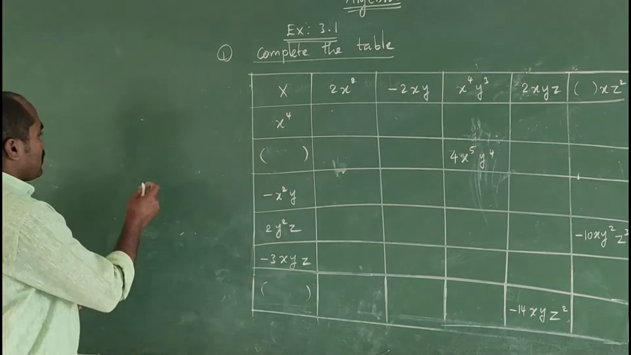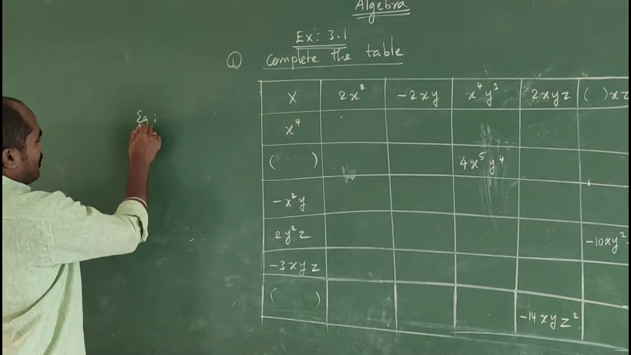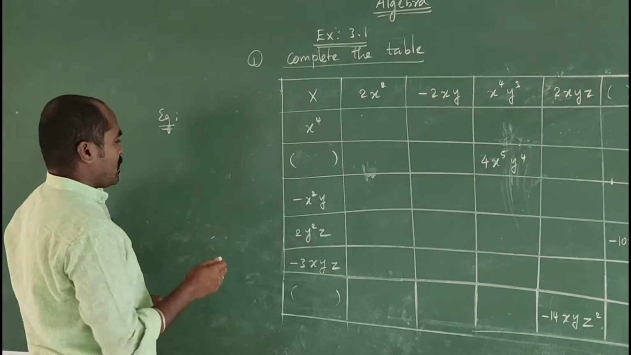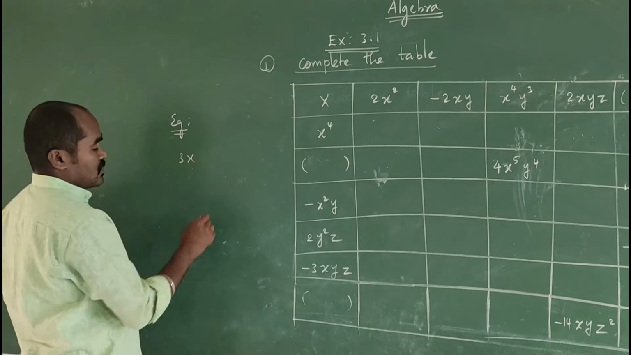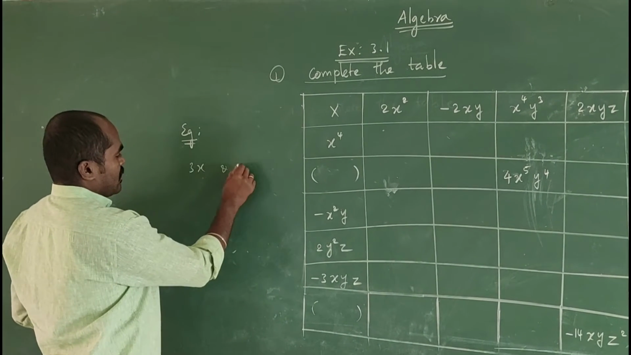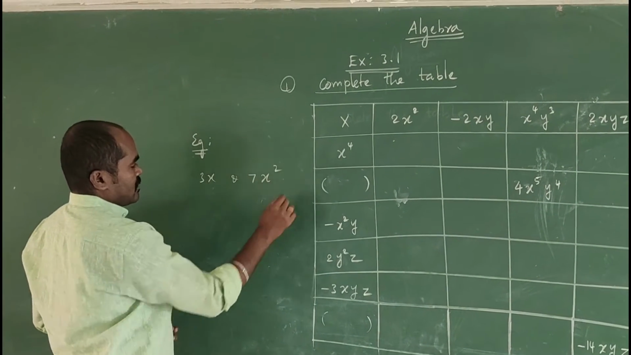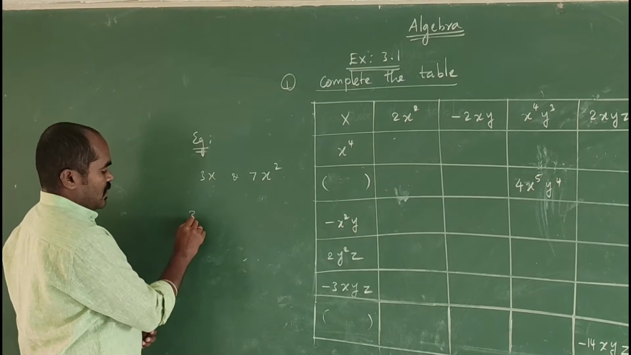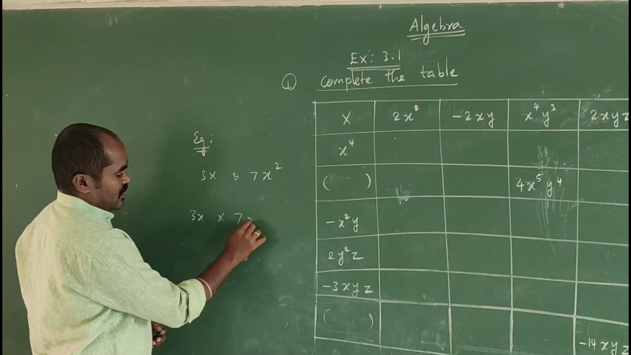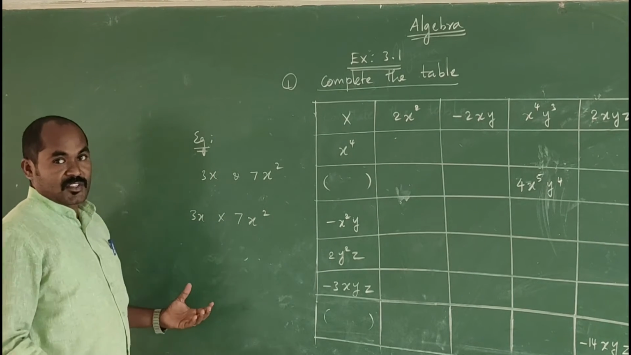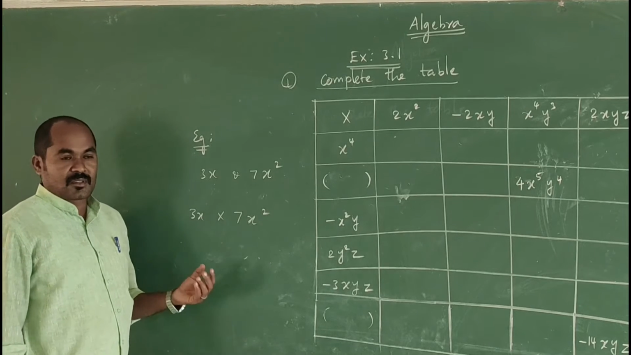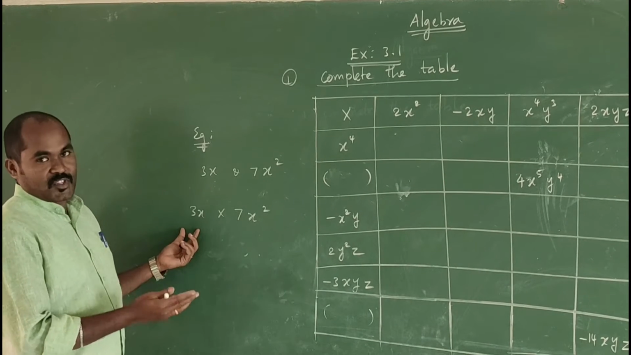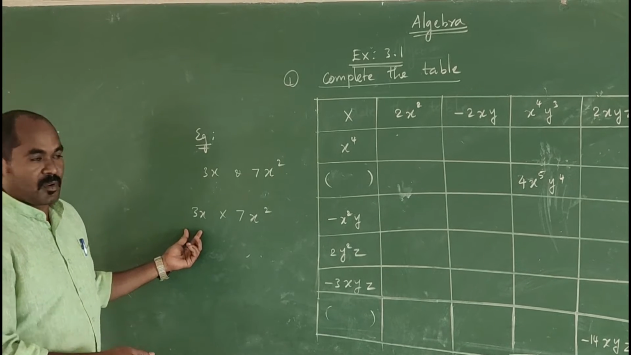Now I give one example. Monomial means expression contains only one term. Suppose 3x is one monomial and 7x square is also a monomial. So how to multiply this two? So 3x into 7x square. So in multiplication we have three steps. One is sign, second one is coefficient, third one is variable.